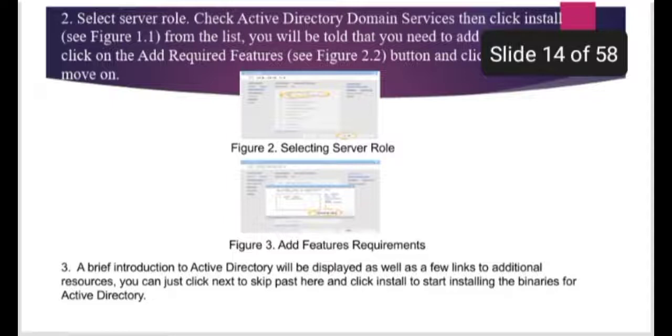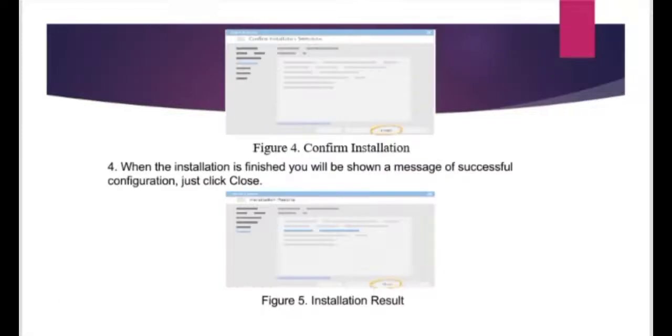Number 3. Add features requirements. A brief introduction to Active Directory will be displayed, as well as a few links and additional resources. You can just click the X to skip past; here the click starts installing the binaries for Active Directory. Number 4. Confirm installation. When the installation is finished, you will be shown the message of successful configuration.